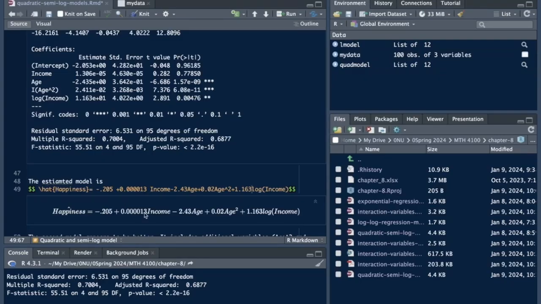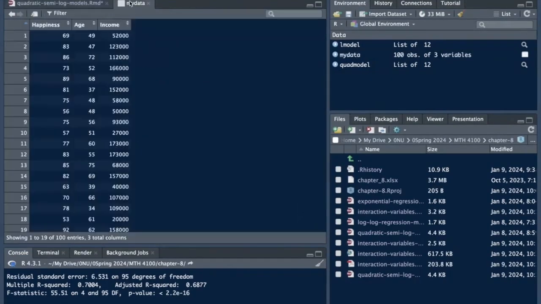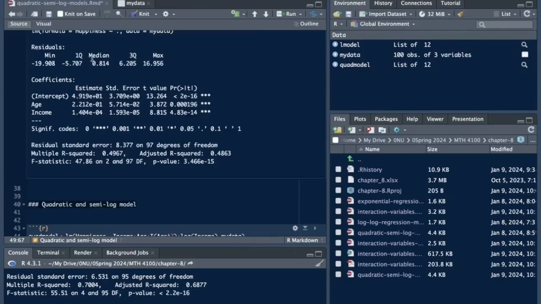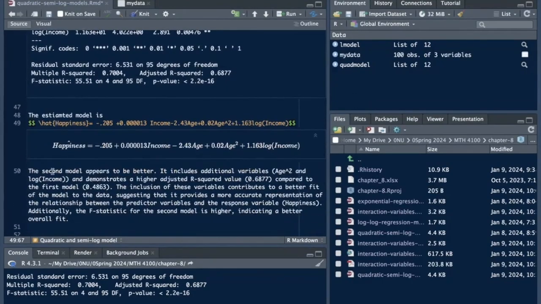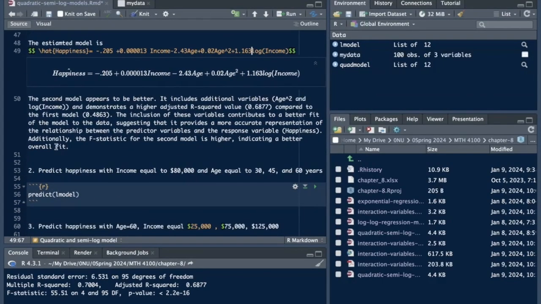And if you look at the coefficient of the income, it is really small, but the income is in thousands, I guess. Let me look at my data. Yes, we have big numbers. Anyway, this is the estimated model. And you can do the same thing with the first one, without the last two terms.